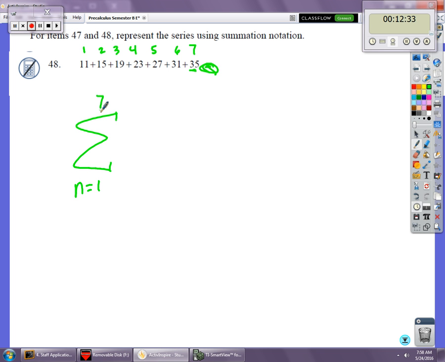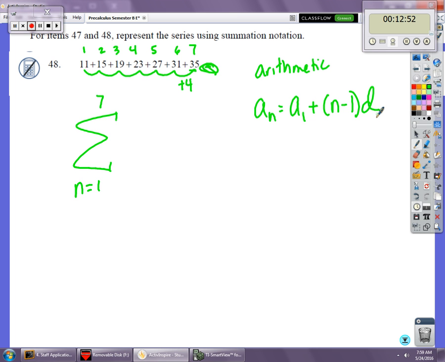This one is an adding pattern. You can probably tell pretty quickly. This is adding 4 each time. So this one is arithmetic. Okay, and our rule for arithmetic, which again you're not given, is first term plus n minus 1 times the common difference. So for this one, I would start at 11, n minus 1, and the common difference is 4.